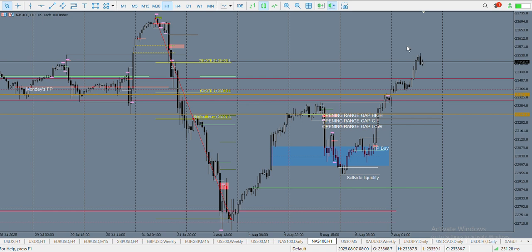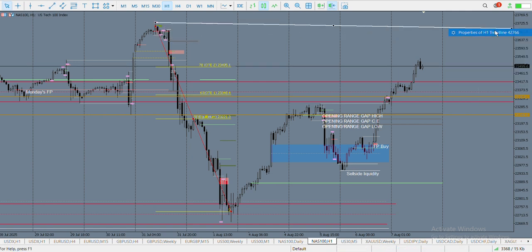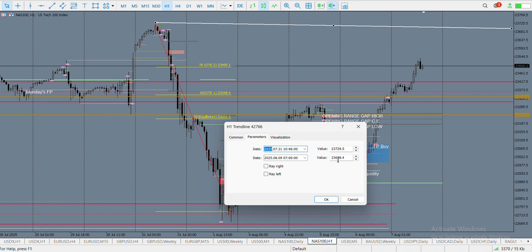So we're moving higher. On the 1 hour chart, my interest is on this sell side imbalance, buy side efficiency. If we go through this inefficiency, then I've talked about this buy side above 23,729.5.